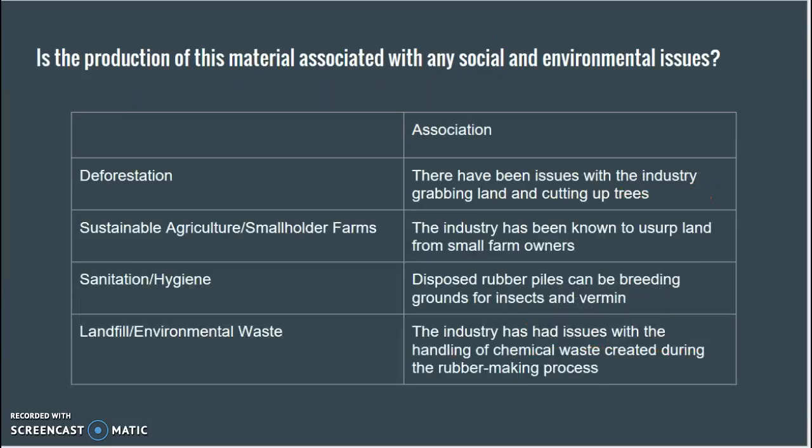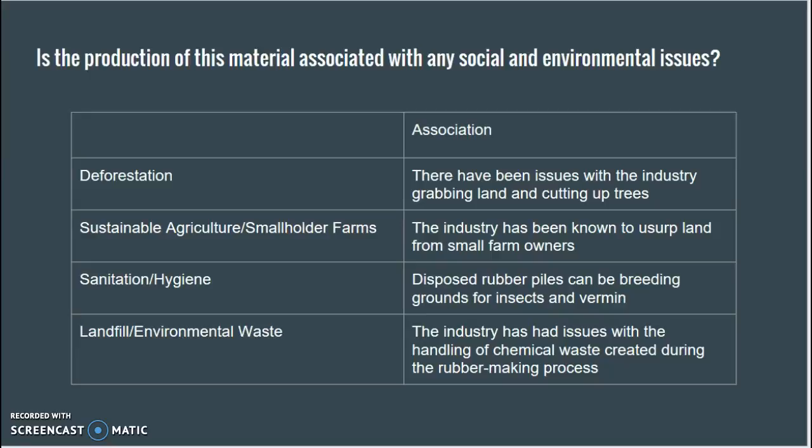In this next section, we will take a look at the problems associated with the manufacturing of rubber and the rubber industry as a whole. The first problem is deforestation. There have been many issues with the rubber industry concerning deforestation because rubber requires a specific tree in order for it to be harvested. The next problem concerning the rubber industry is sustainable agriculture and smallholder farms.